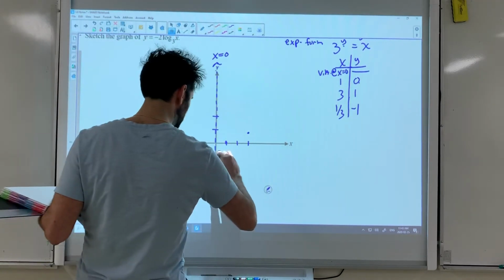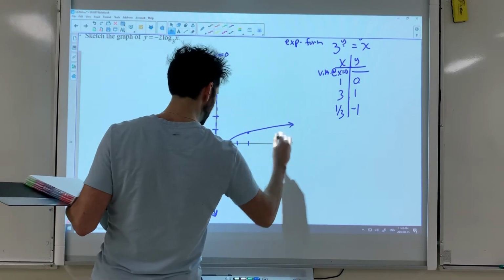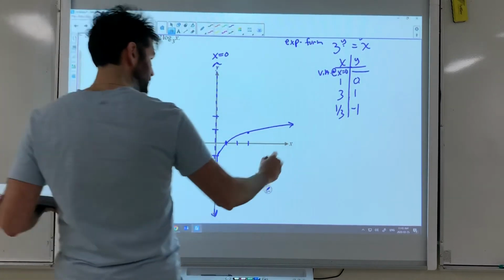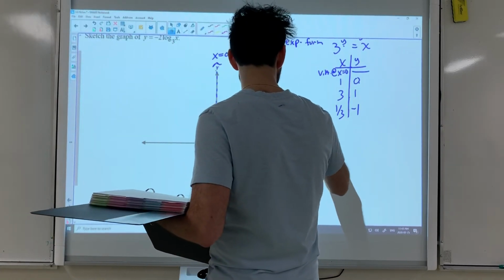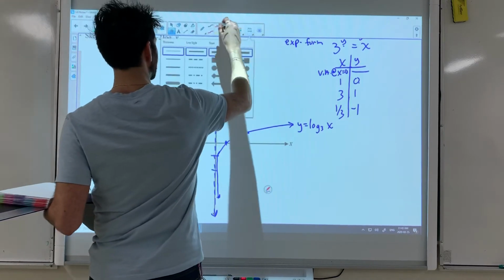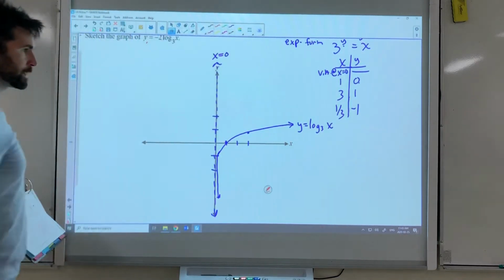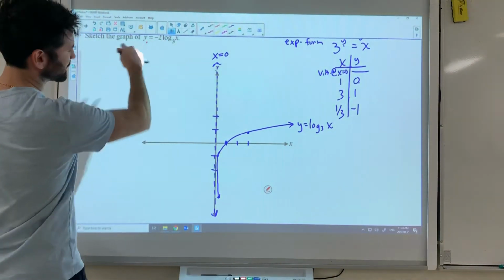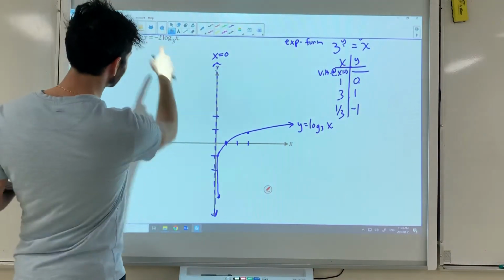You don't need to. But now we can kind of get our sketch. And there we go. There is the graph of y equals log base 3 of x. Okay? Now, that would get us 0 marks on this question because we haven't done what they wanted. But we need this to get that.